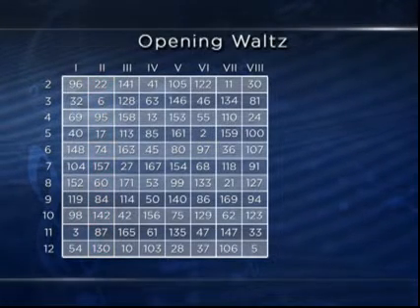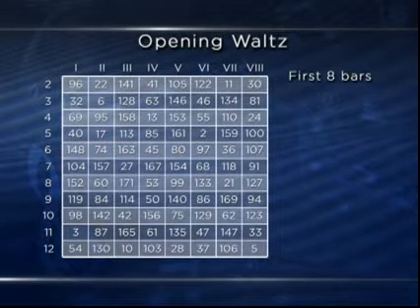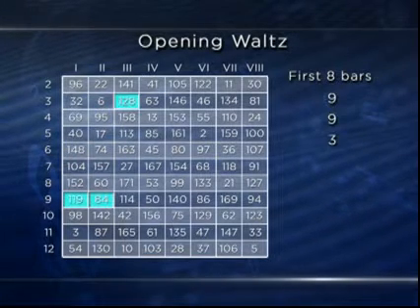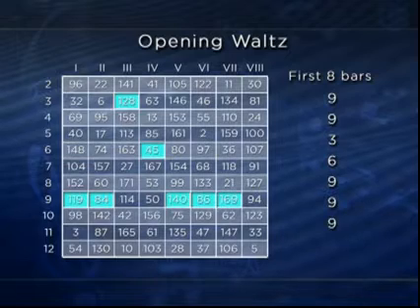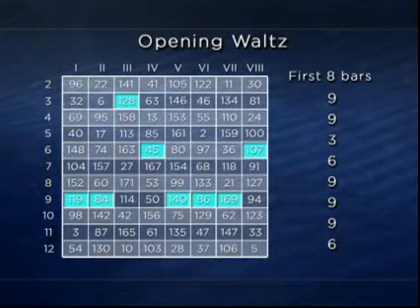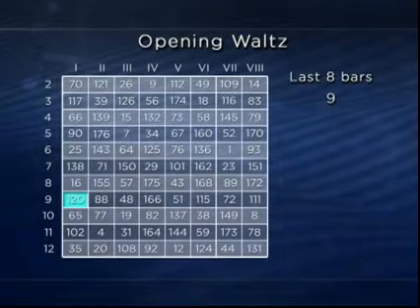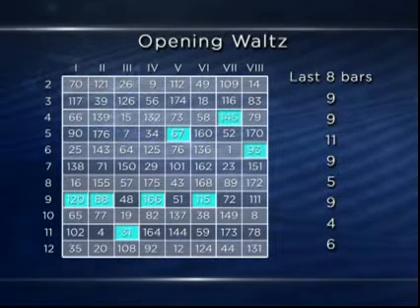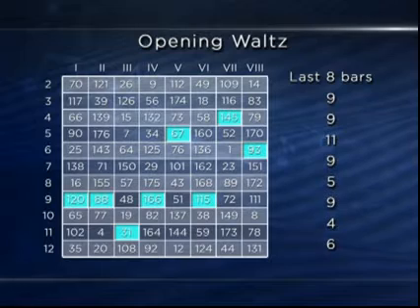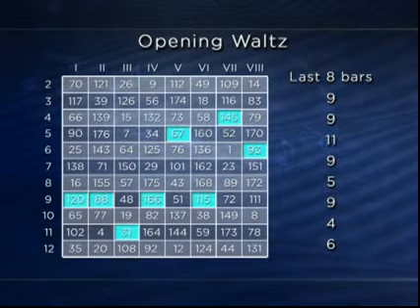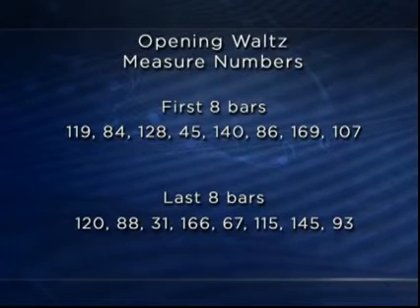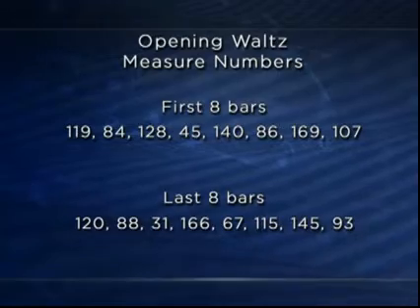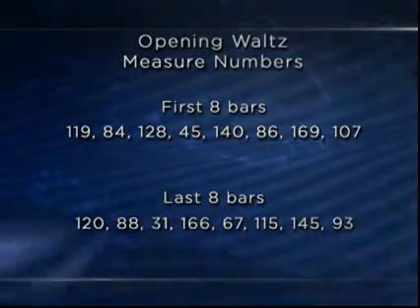The opening waltz, well, I happen to roll the following sequence of numbers: a 9, 9, 3, 6, 9, 9, 9, 6. Those are the first 8 bars. And then the last 8 bars was a 9, an 11, a 9, 5, 9, 4, and a 6. I was really lucky with the 9s. I don't know why. And that gave us the following measure numbers. And those were the measure numbers that I was supposed to pick from the list of measures that Mozart wrote. Let's hear it again, now that we know exactly how it was constructed.